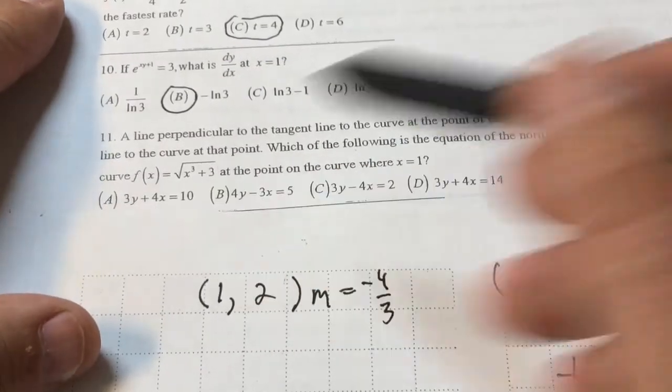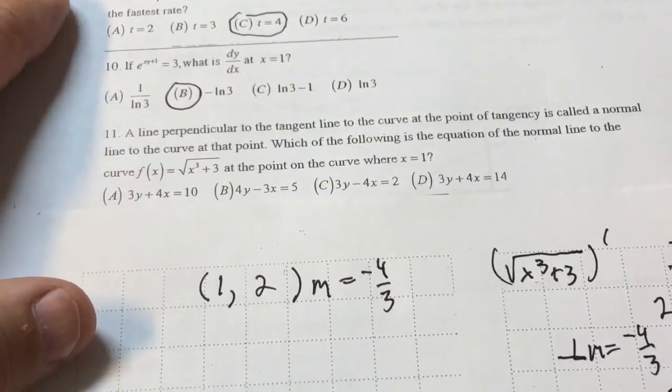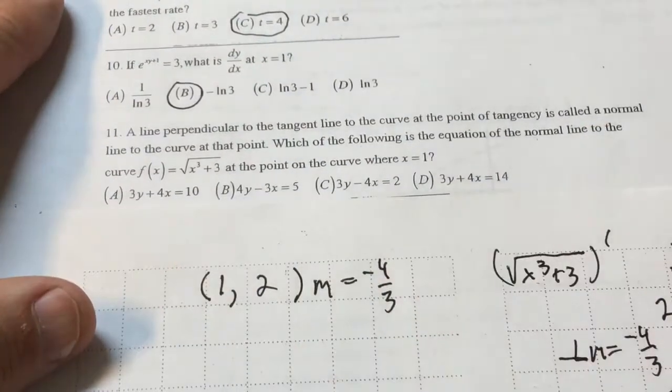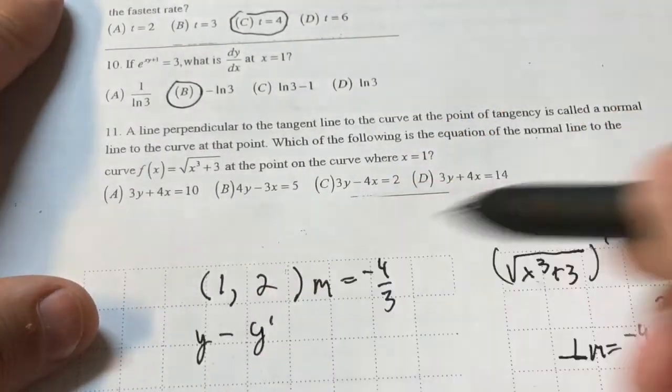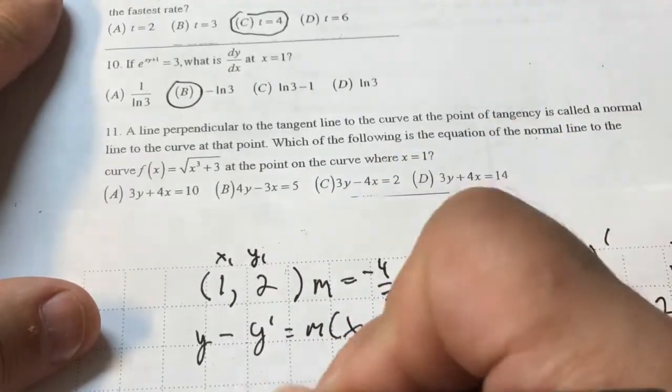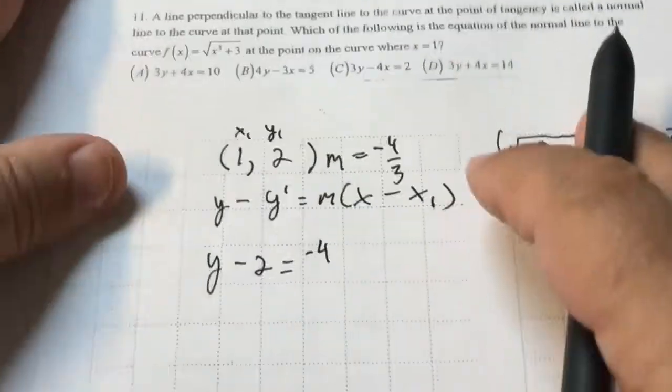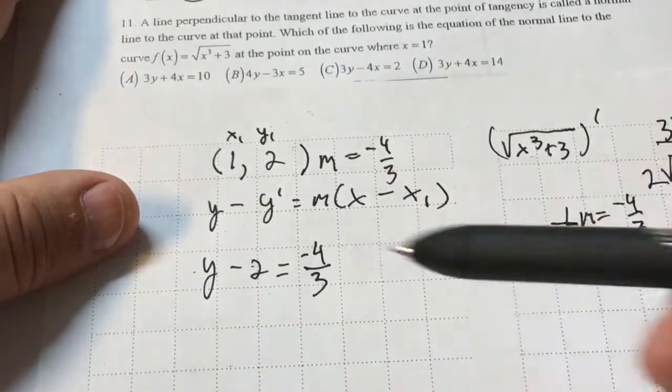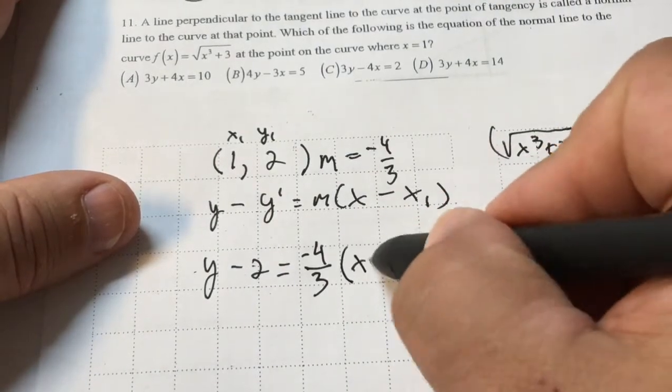Now I guess I need to write this in the form of an equation of a line, in standard form I guess. Not even standard form, because they lead with the y in each of these cases. So I'm going to use y minus y sub 1 equals m times x minus x sub 1, where this is x1 and this is y1. So y minus 2 equals negative 4/3 times x minus 1.